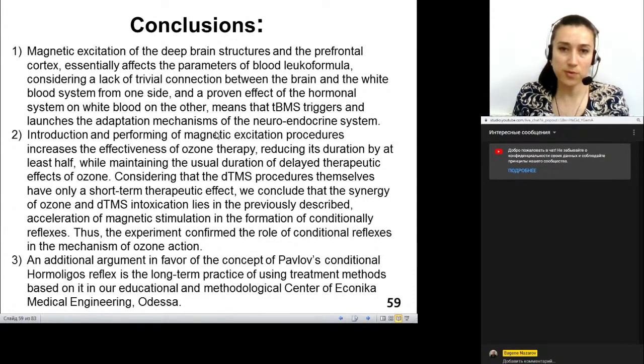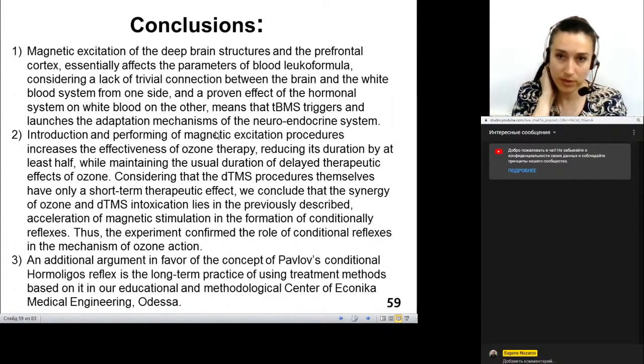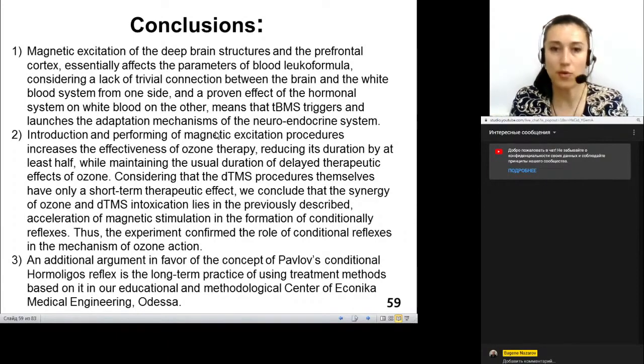An introduction and performing of the magnetic excitation procedure increase the effectiveness of ozone therapy, reducing its duration by at least a half, while maintaining the usual duration of delayed therapeutic effects of ozone. Considering that these procedures themselves have only a short-term therapeutic effect, we conclude that the synergy of ozone and the procedure of big volume blood intoxication lies in the previously described acceleration by magnetic stimulation of the formation of conditional reflexes. Thus, the experiment confirmed the role of conditional reflex in the mechanism of ozone action.